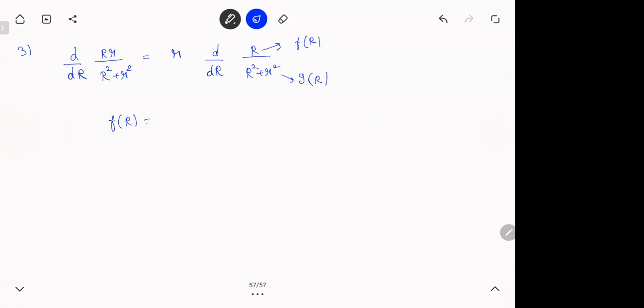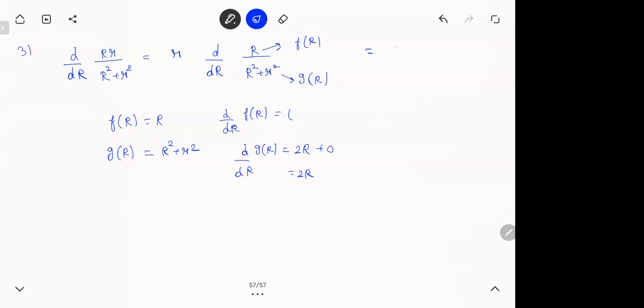Third one, see. d by dr of small r by R square plus r square. Small r is constant, remove it outside. Small r is constant, okay? So this is one function. This is one function. So f of r is r. Basically, x का place में just keep r, nothing much. R square plus r square. What is differential of f of r? 1. What is differential of g of r? 2r plus 0. Small r constant, है ना?